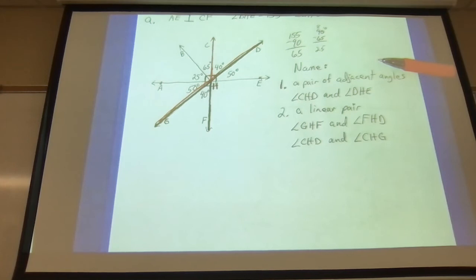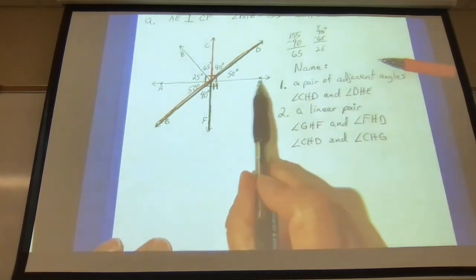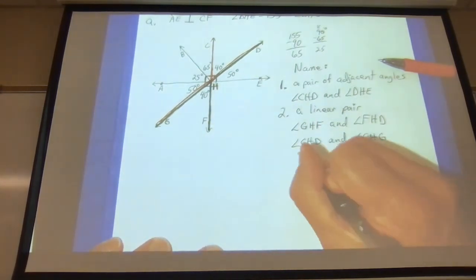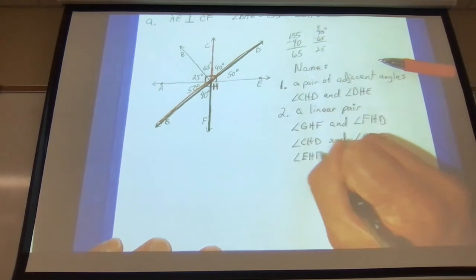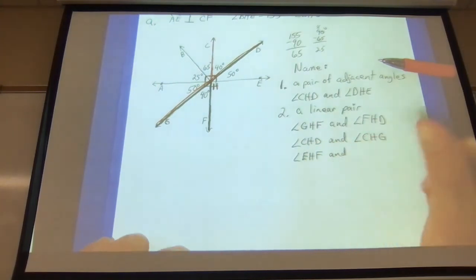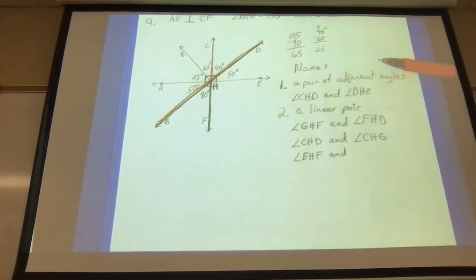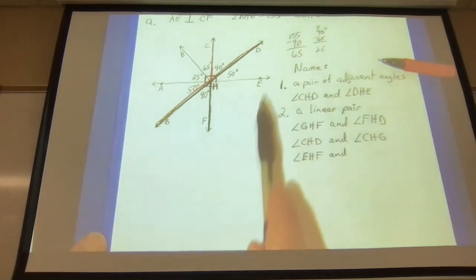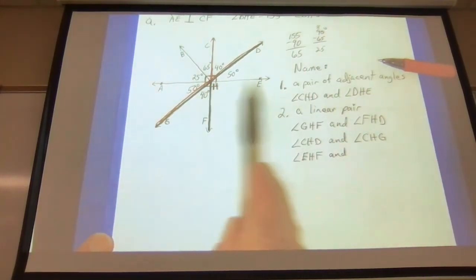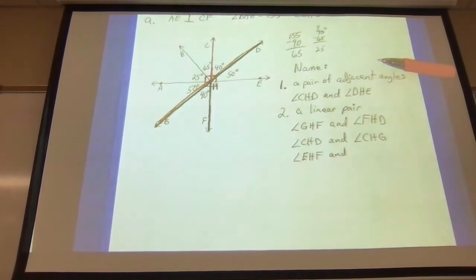Run out of colors, but let's try one more. Let's take angle EHF. Once again, there's more than one answer that would work. EHF is a right angle. So in order to make a straight line, I want to get to 180 degrees. What would the other angle have to be?